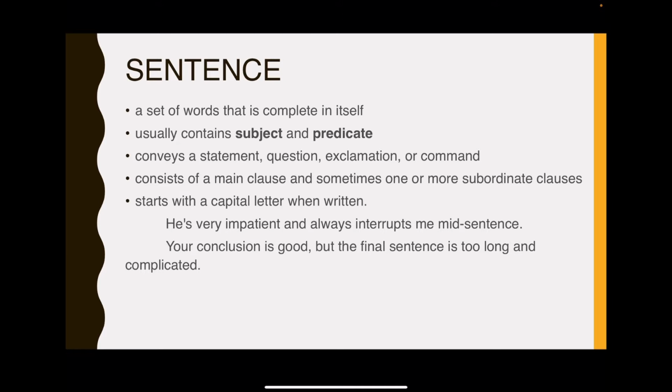And also for the second one, your conclusion is good. That is the first main clause or the first independent clause, and we are joining the two clauses together by using the coordinating conjunction but, and we have another independent clause. The final sentence is too long and complicated. So this is just an example of the sentence.